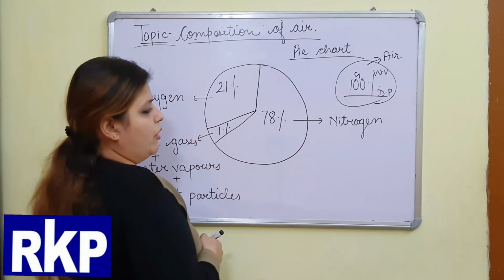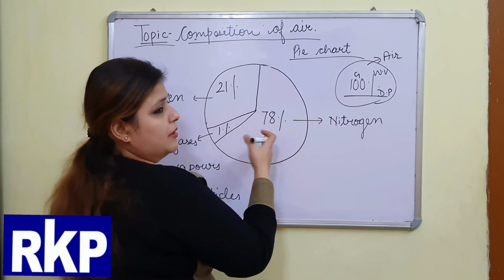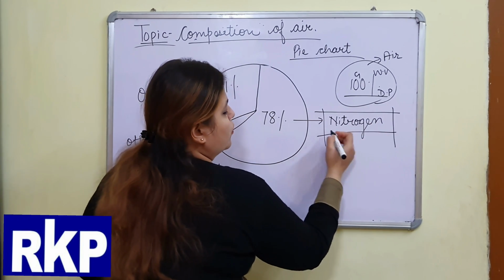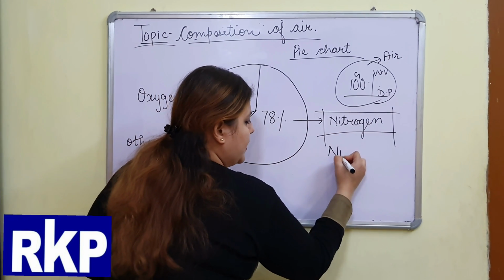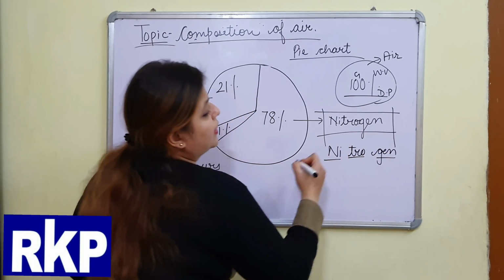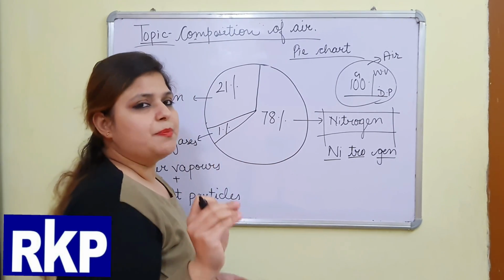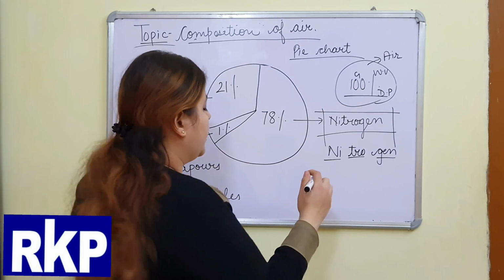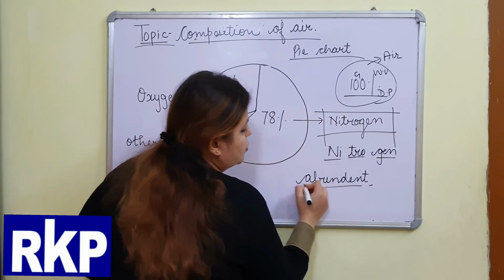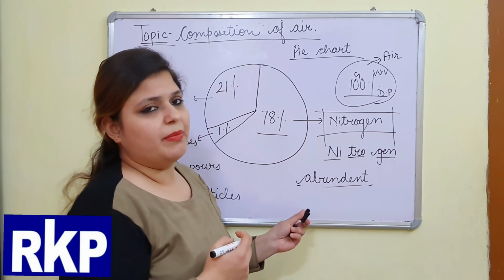In the air around us, 78%, means out of 100, 78% is the maximum amount. What is present? Nitrogen. Nitrogen is a gas which is present in our atmosphere in abundance. Abundant means in large amount. And how much is it? 78%. You have to remember it.